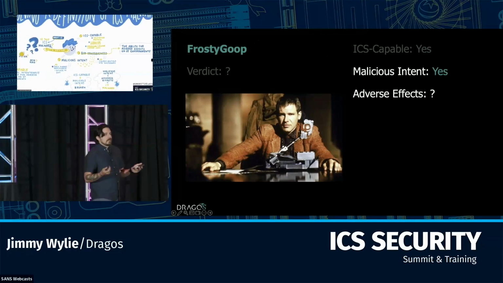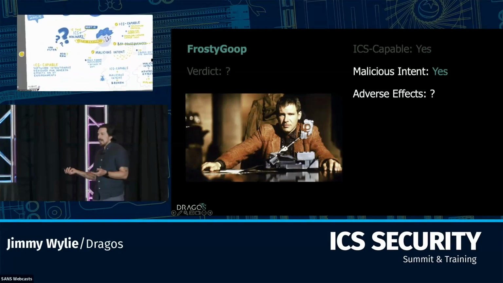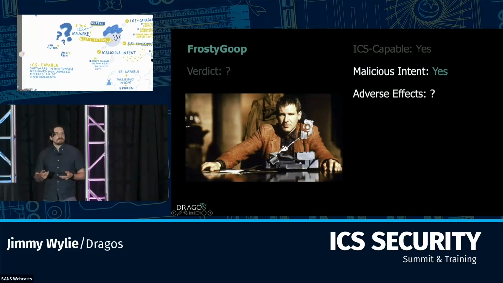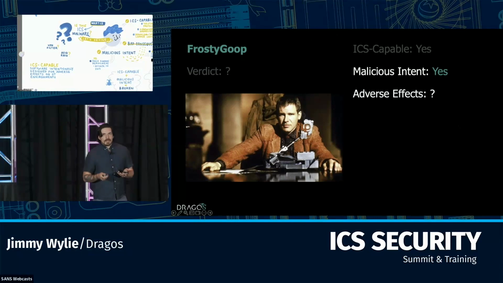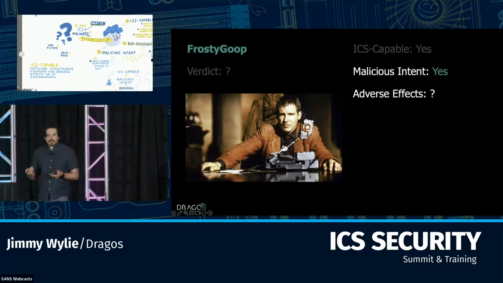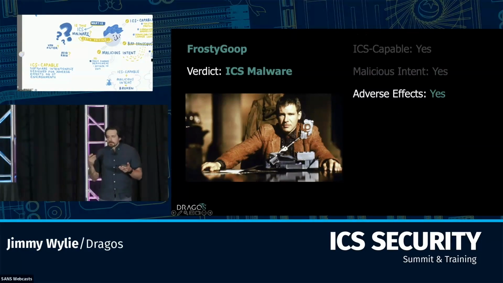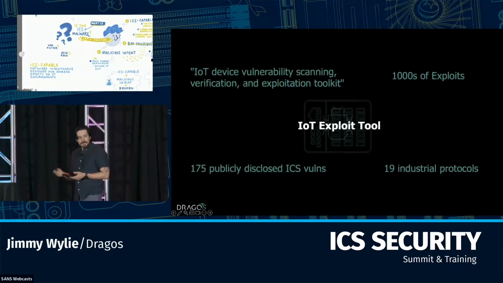And as far as adverse effects, we know that it was linked to a disruptive attack in 2024. So that's a yes to adverse effects. Also, we tested it on two controllers and against emulation software, and we're able to get the stuff to work. So that's a yes to adverse effects. So we called it ICS malware. Now let's look at some exclusions.